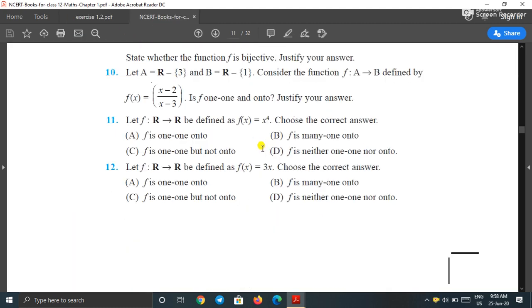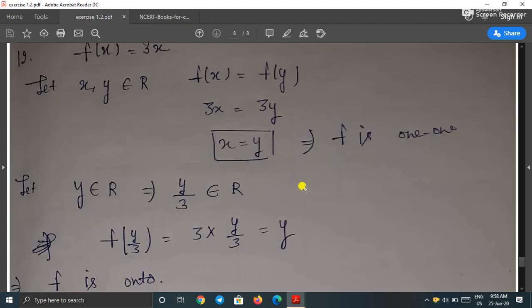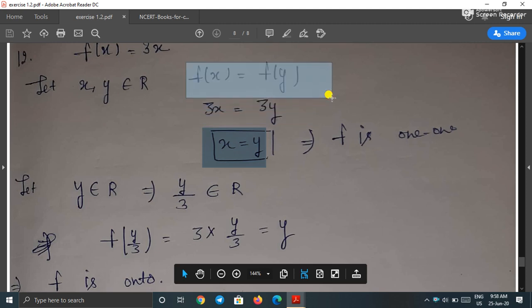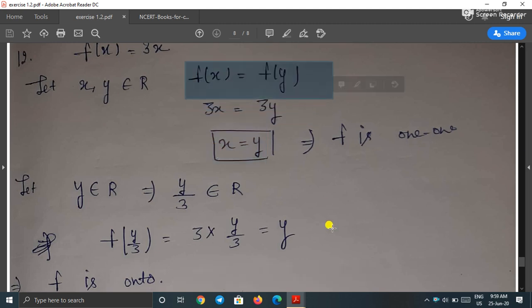क्वेश्चन नंबर 12. A function f defined on the set of real numbers, f of x is equal to 3x. To check the function is 1-1 and onto or not. To check the injectivity, same process. Take two different real numbers such that their image is same, f of x is equal to f of y. Using the definition of f, 3x is equal to 3y, it gives x equal to y. Means if the images are same, then points must be same. So f is 1-1.